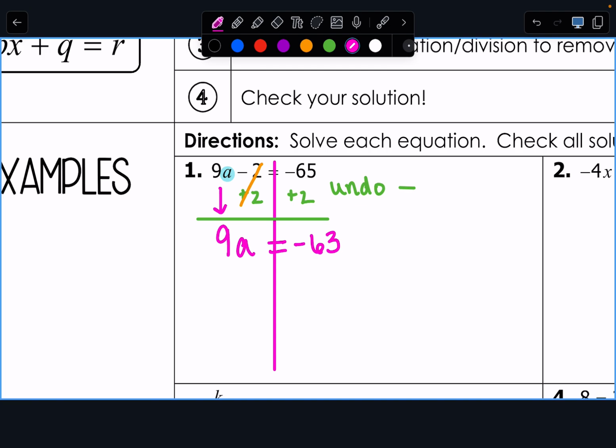Now, at this point, here is A. It's still not by itself. Our whole goal is to get A by itself. So Logan, that 9 is with it. How is 9 tied to A? Multiplication. So now we need to undo multiplication. And Mia, in order to undo multiplication, what operation do we need to use? Division. So we're going to divide both sides by 9.